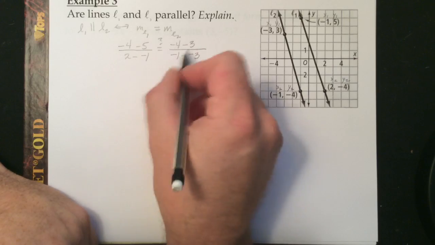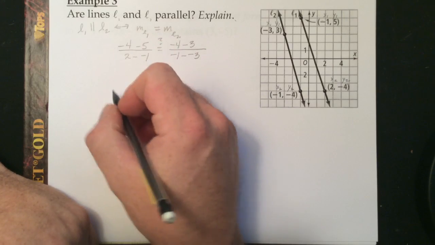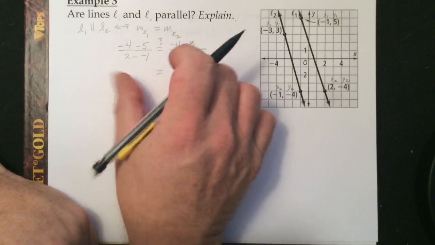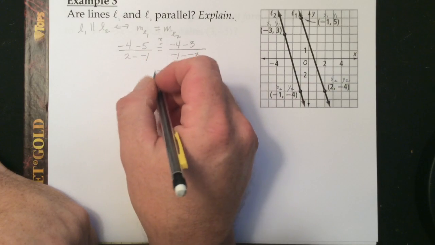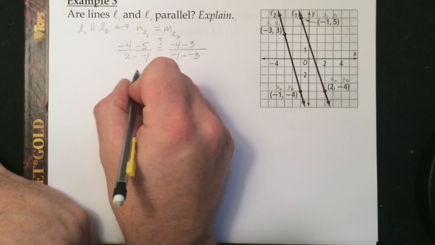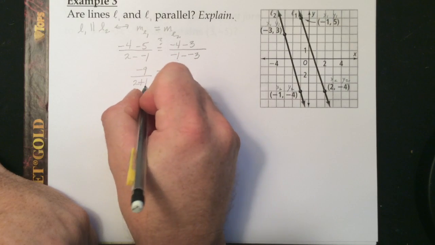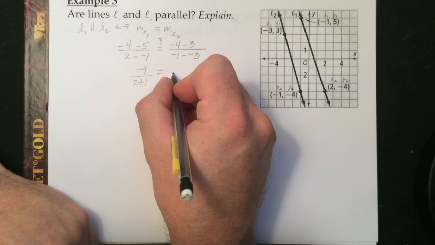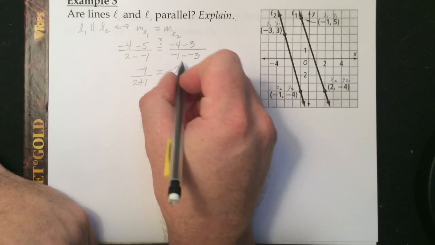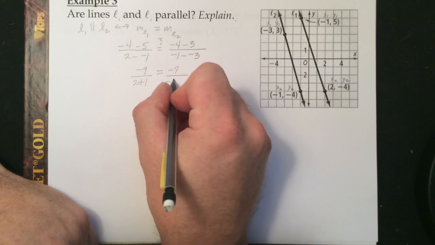From this point on, we just work the left side of the equation and the right side of the equation to see if they're equal. Continue all the way through. Negative 4 minus 5 is negative 9. 2 minus negative 1 is 2 plus 1. And then over here, negative 3 minus 3 is negative 7. And negative 1 minus negative 3 is negative 1 plus 3.